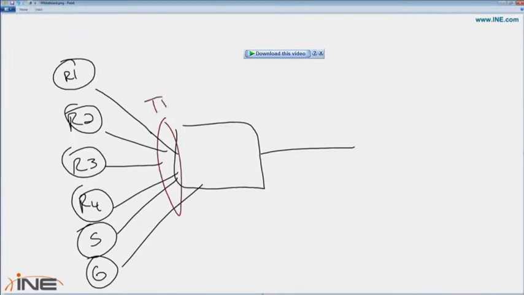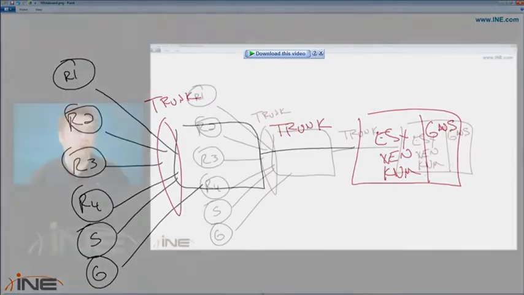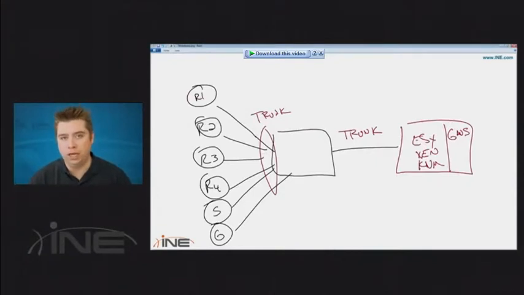So that would be a trunk, and this would be a trunk. And then this goes to whatever your hypervisor is. So this could be ESX, it could be Xen, could be KVM, so whatever you're already familiar with, or this also could be GNS3. So you can do an interface from the physical to the virtual world from any of these variations.